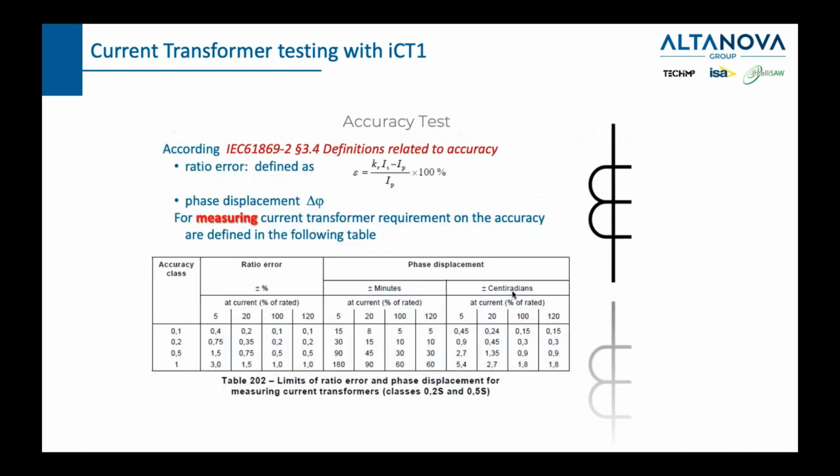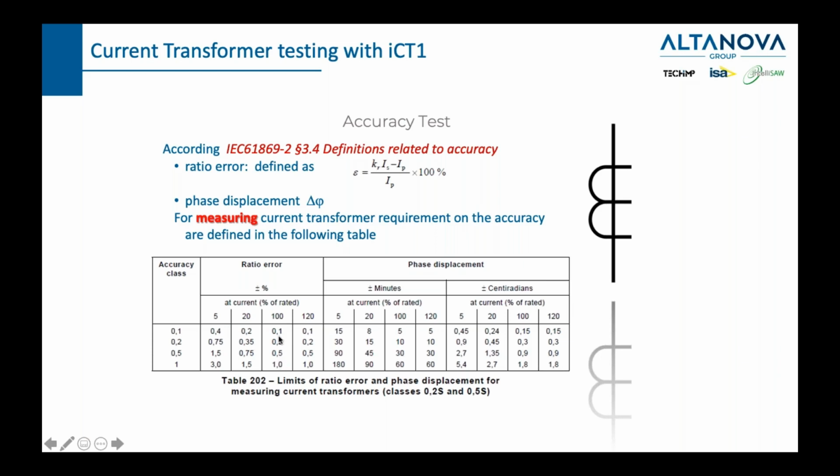Moving on, the next test would be the accuracy test. We have the accuracy test for the measuring CTs and for the protective CTs. We mentioned before, we have shown this table before, some standard accuracy classes 0.1, 0.2, 0.5, and 1 have a certain accuracy bestowed upon different loads.